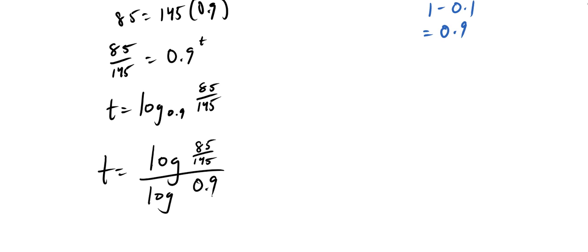You can try it both ways on your calculator if you have a calculator that does the fancy base. So log of 85 divided by 145, make sure you close your bracket if you have that kind of calculator, divided by log of 0.9. And I got 5. Interpret our answer, that's 5 hours.